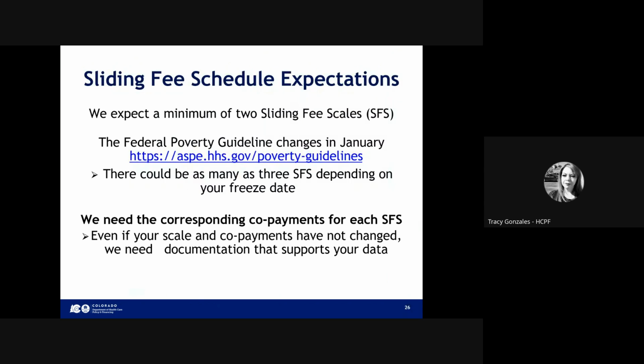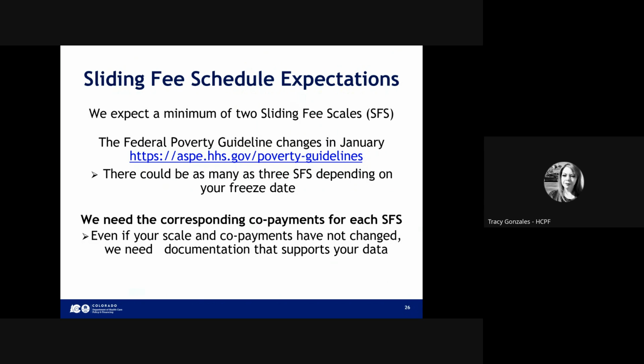In the sliding fee scale tab, you'll summarize your policies and procedures regarding your sliding fee scale. We do expect a minimum of 2 sliding fee scales. However, you could definitely have more than 2 depending on your freeze date, and also due to the fact that you could begin counting patients whose FPLs were at 200% mid-year through. The important thing here is just to remember that your sliding fee scale must cover the duration of your application.